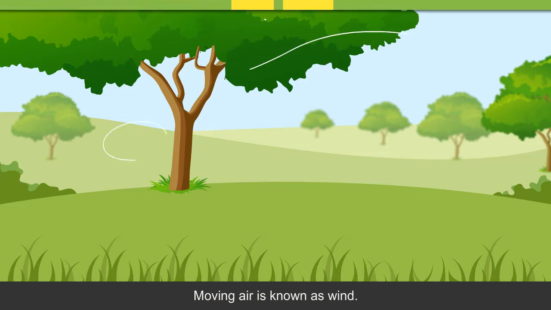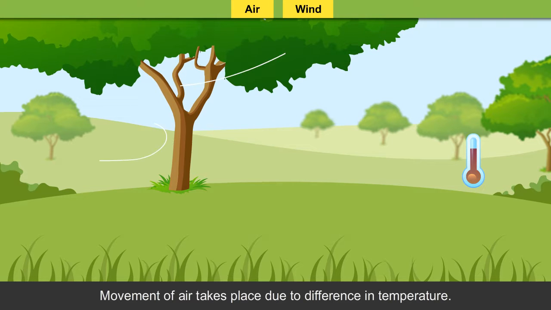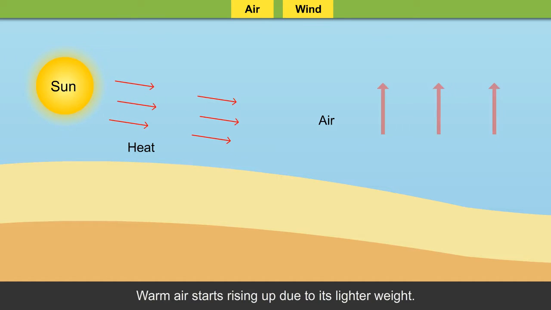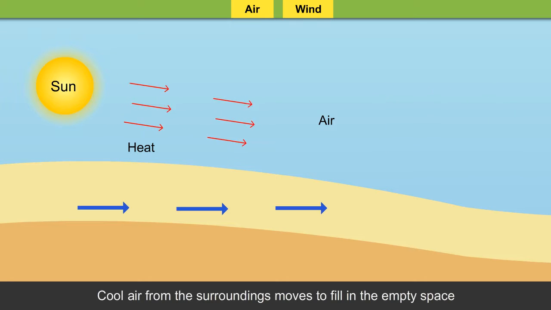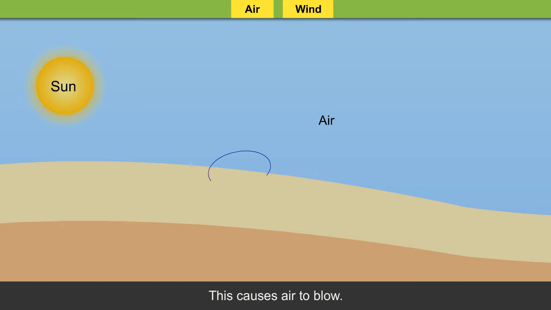Wind. Moving air is known as wind. Movement of air takes place due to difference in temperature. Due to heat received from the sun, air becomes warm. Warm air starts rising up due to its lighter weight. Cool air from the surroundings moves to fill in the empty space created due to rise of the warm air. This causes air to blow.